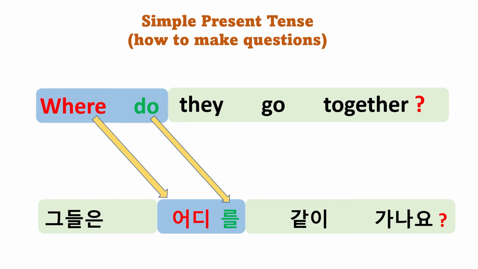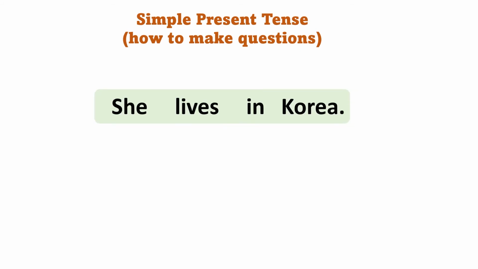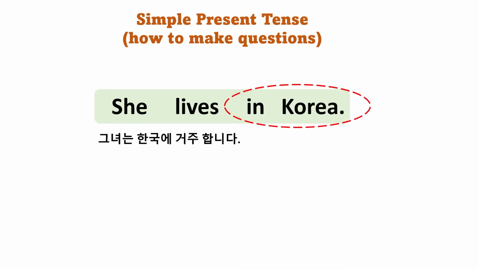Now let's check more examples. She lives in Korea. As you remember, for the subject she, we used S for the verb. So she lives in Korea. We want to make a question that the answer would be in Korea. So again, we need the WH word where. For making a question using where, first of all, we omit in Korea from our sentence. So, she lives.